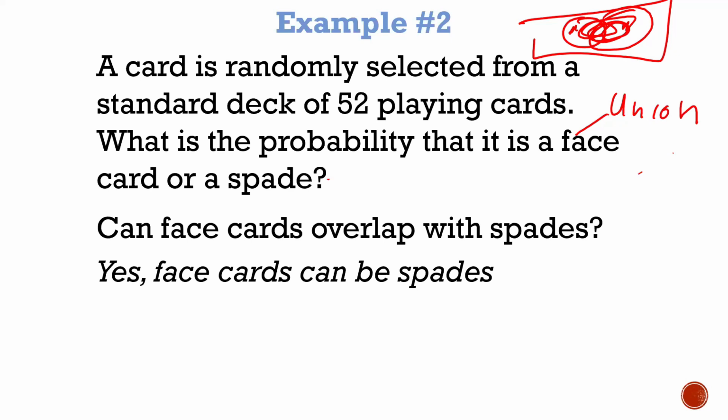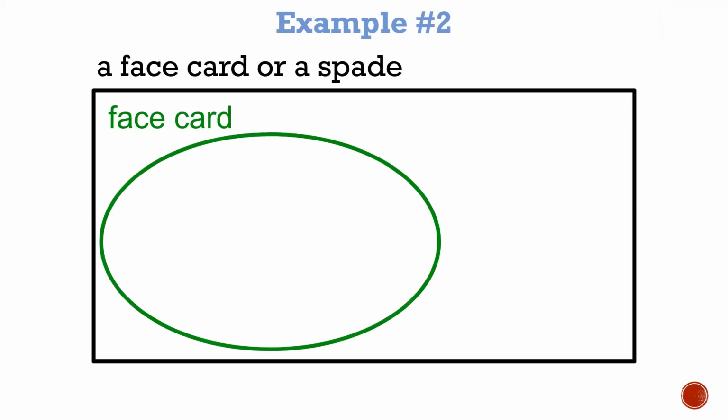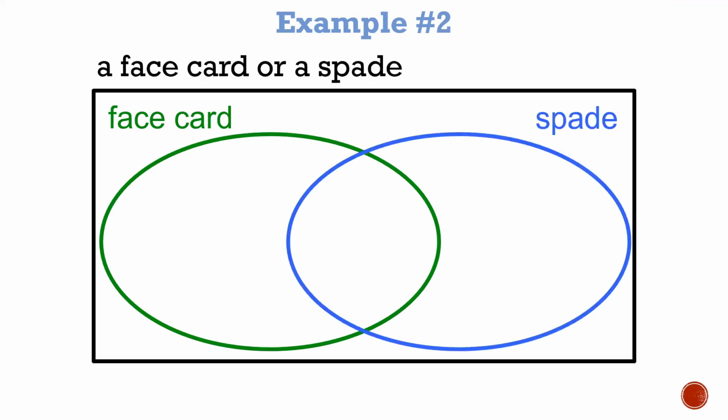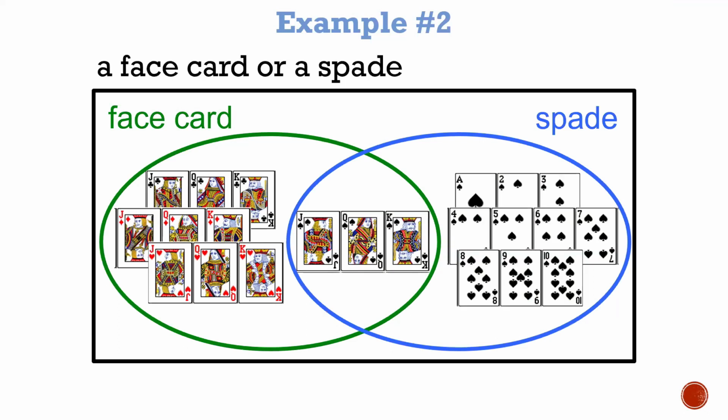Overlapping. So we have to use the fact that they are overlapping. There are 12 face cards. How many of those are also spades? 3. And how many spades are there? 13. So here they are.